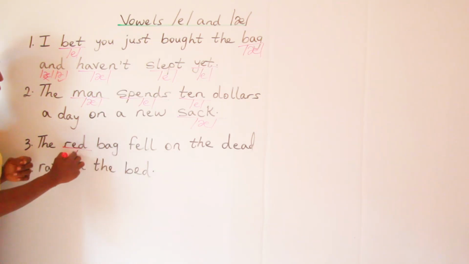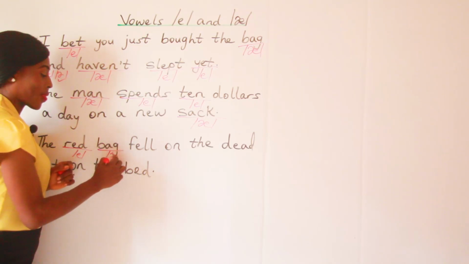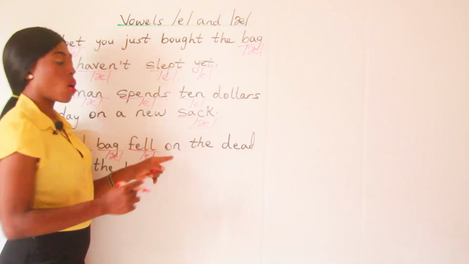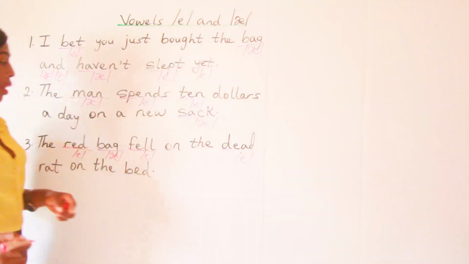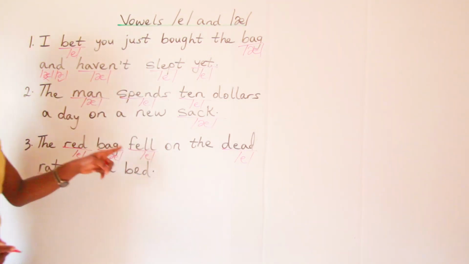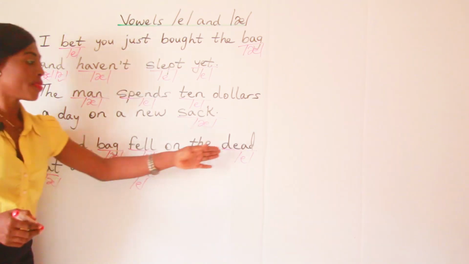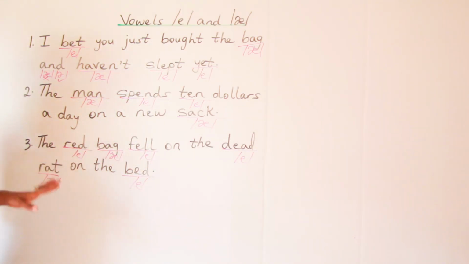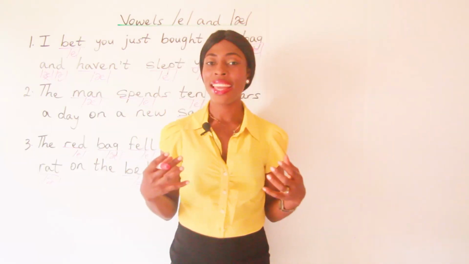Let's begin. The red, we have the /e/ sound here. Red, /e/. Bag, /æ/. Good. Fell. What sound does this word have? It has an /e/ sound. Dead. We have the /e/ sound. Okay, good. Rat, R-A-T. That means we have the /æ/. So words like red, fell, dead, and bed have the /e/ sound, and words like bag and rat have the /æ/ sound. So we've contrasted the sounds /e/ and /æ/.